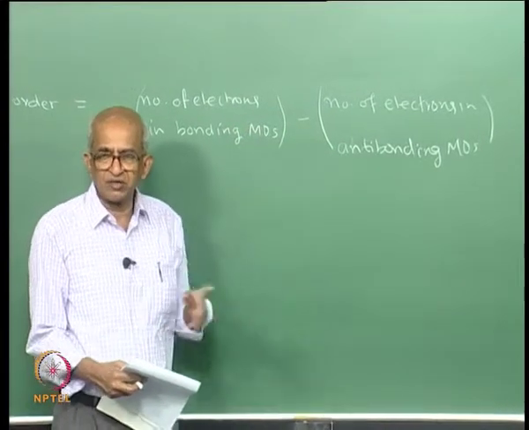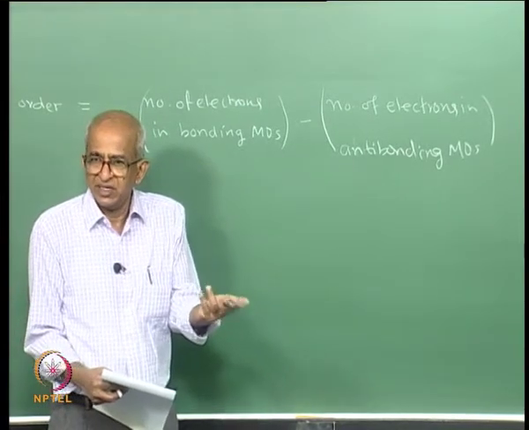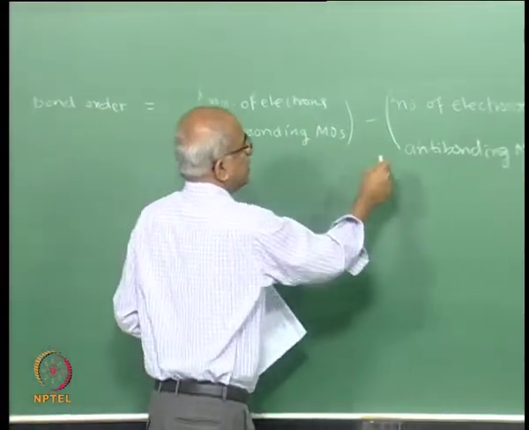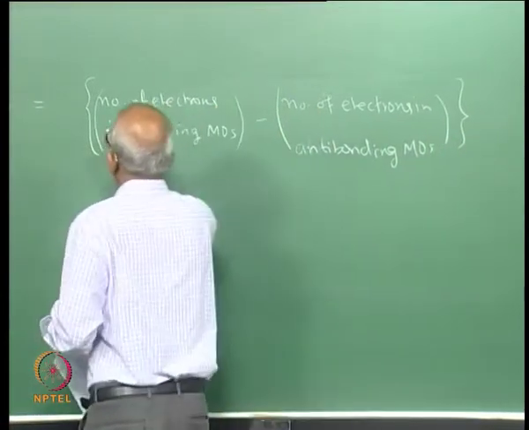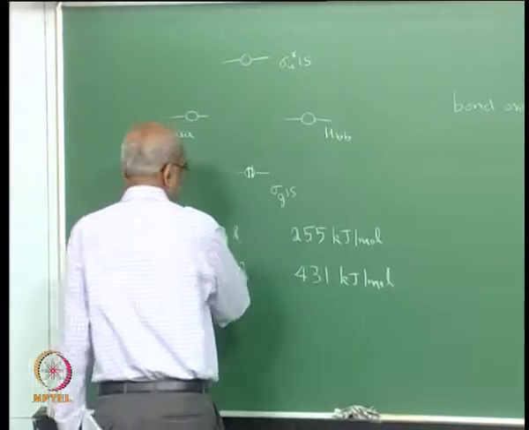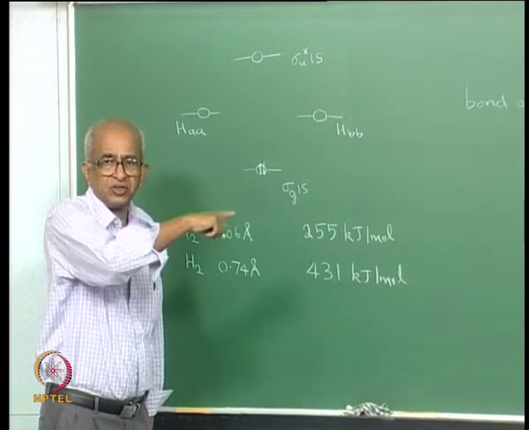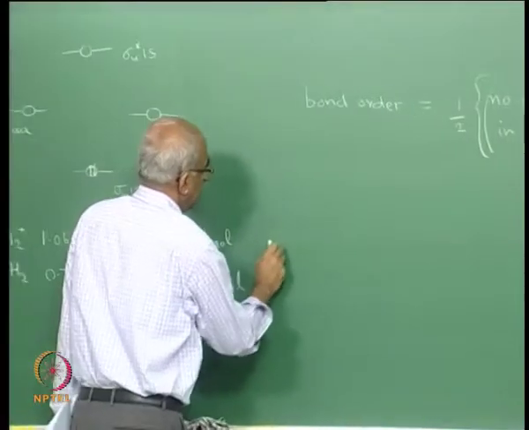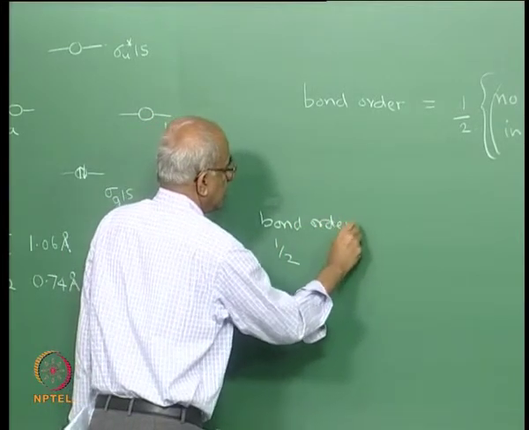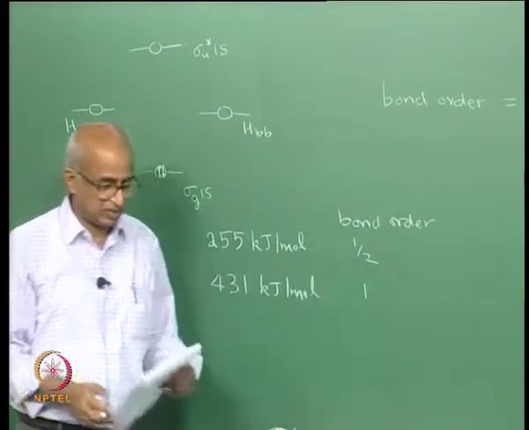And then of course, you have to say that if I add 2 electrons to a bonding molecular orbital, that will give me 1 bond. Every 2 electrons give me 1 bond, and therefore, what I will do is I will take this difference and divide it by 2, and that is the definition of bond order. If you use that definition for H2 plus, there is 1 electron in a bonding molecular orbital, there are no electrons in antibonding molecular orbital, so you will directly get a bond order of half. The same definition, if you apply it to H2, you are going to get a bond order of unity.